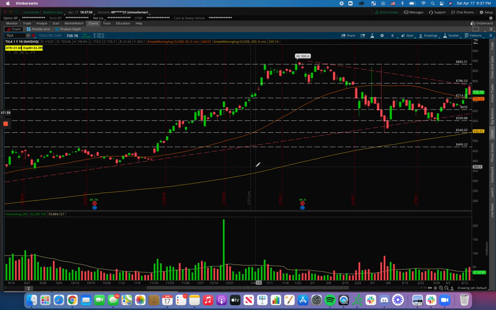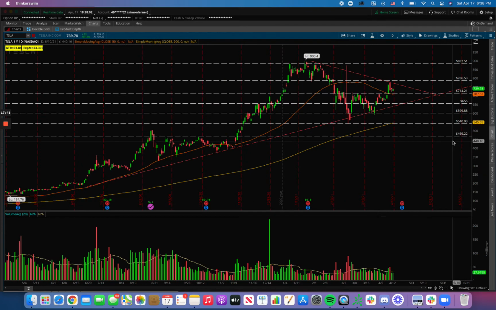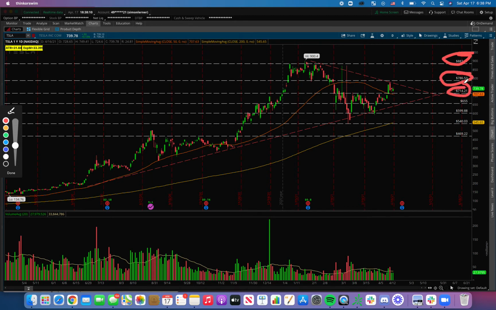Now that I have established levels on the weekly and daily chart, let me zoom out and show you what my chart looks like. So this is what my chart looks like for Tesla. I have these levels right over here, around 882, around 786, 714, 655, 599 or 600, 540, and 469. So we're in these levels. And then we also have this overall long-term trend, which is an uptrend, right?